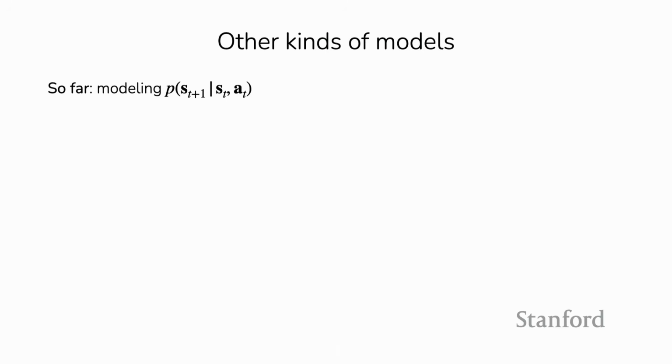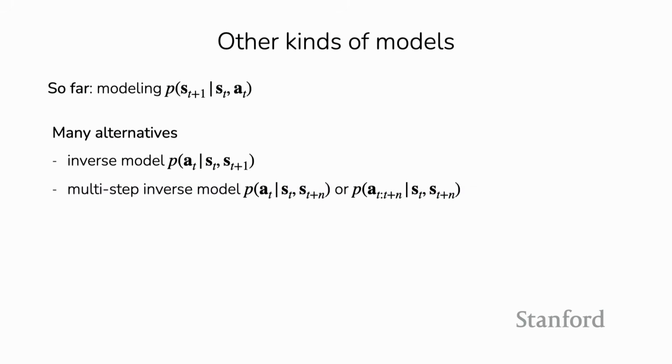The last thing that I'll mention on model-based RL is that so far we've been modeling this predictive model of the future, and there's actually a lot of other objects that you could learn. You could learn what's called an inverse model: for two states, what was the action that led to the next one? If I'm currently in state ST, what is the action that would lead to state ST plus 1? You could learn a multi-step inverse model: if I'm going to end up at state ST plus n, what action, or what sequence of actions, would lead me there?